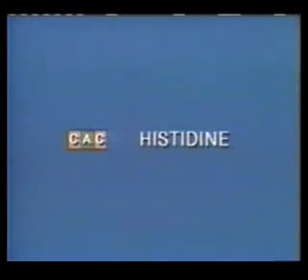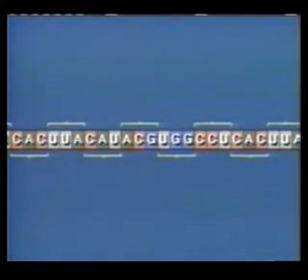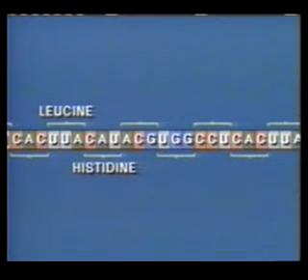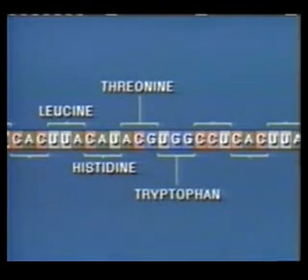Thus the sequence GCU codes for the amino acid alanine. GGA codes for glycine. CAC codes for histidine, and so on. Reading the genetic code in triplets appears to be the most efficient means of relating the linear nucleotide sequence in messenger RNA to the amino acids used in protein synthesis.